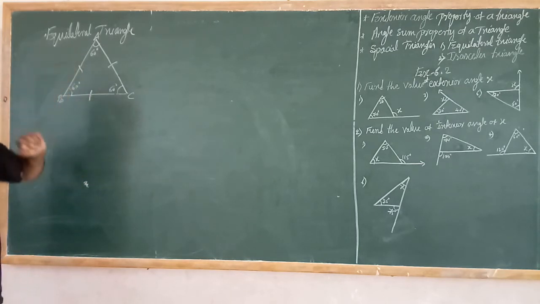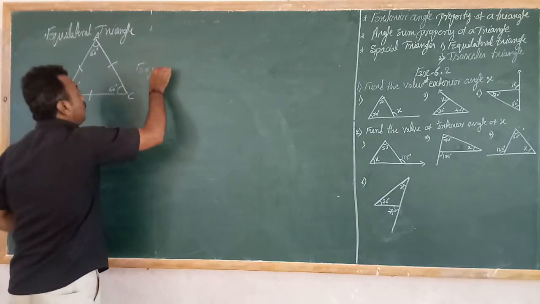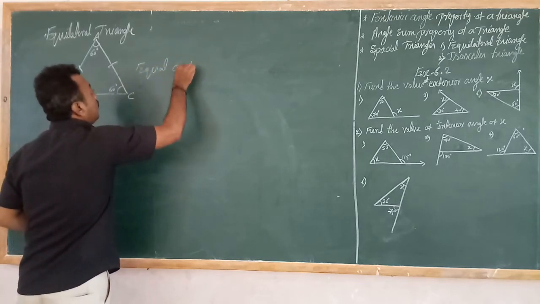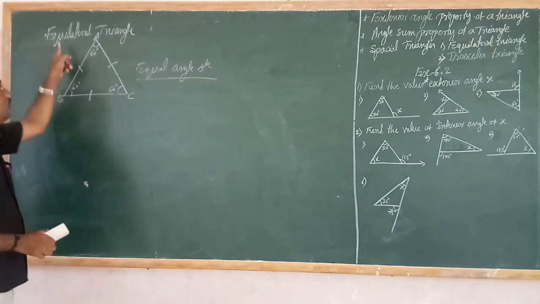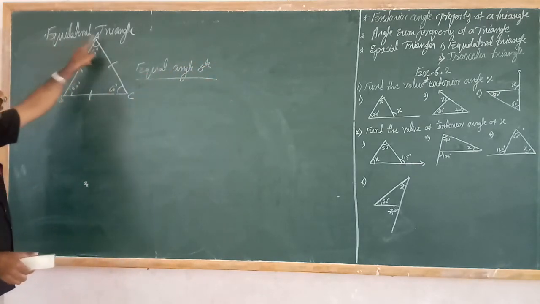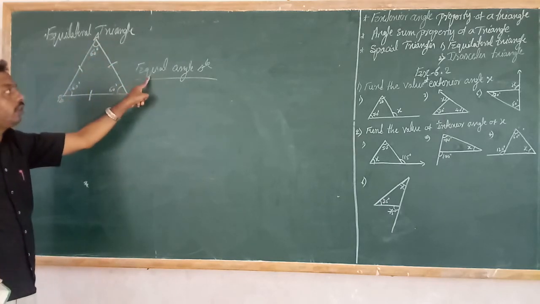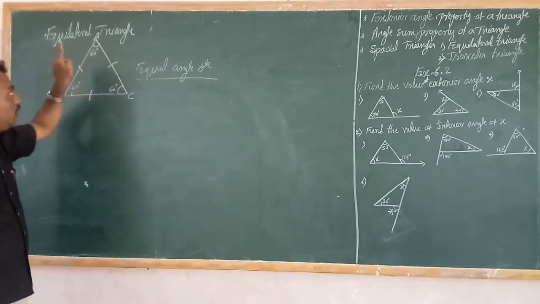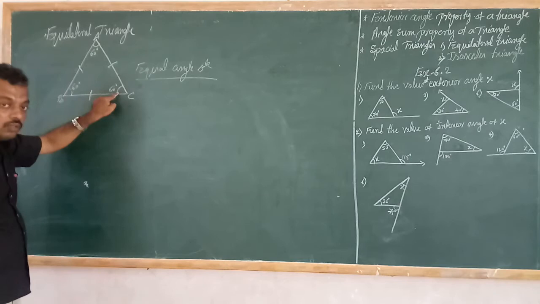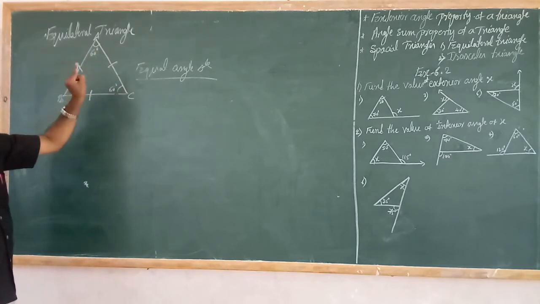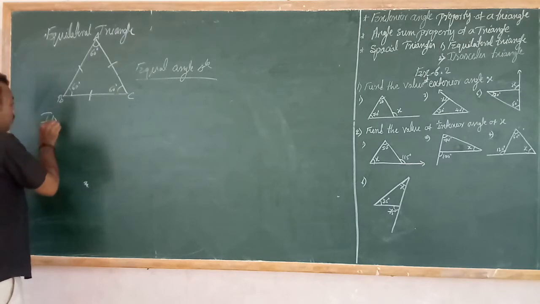This equilateral triangle is also called an equal angle triangle. This is another name for the equilateral triangle. According to sides, we say equilateral triangle. If the angles are equal, we call it an equal angle triangle. So in an equilateral triangle, all sides are equal and also all angles are equal. Each angle measures 60 degrees.